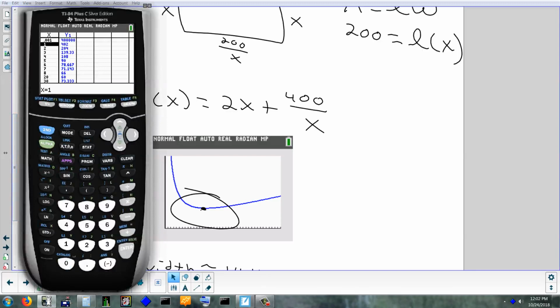So if you want to make a rectangle or make a shape and use the minimum amount of material to make the fence around it, make it a square. The more long and skinny you make it, you might have the same area inside, but you're going to use a lot more fencing to make something long and skinny versus making it a square.